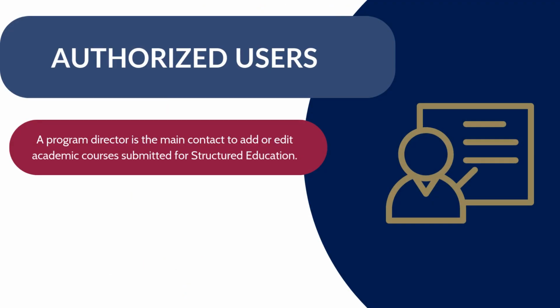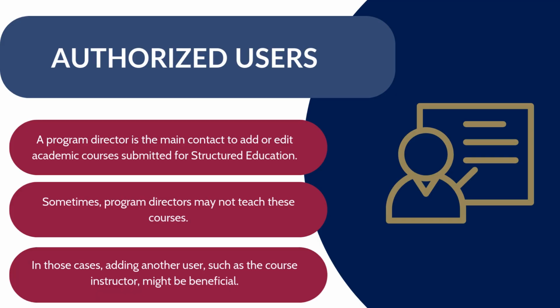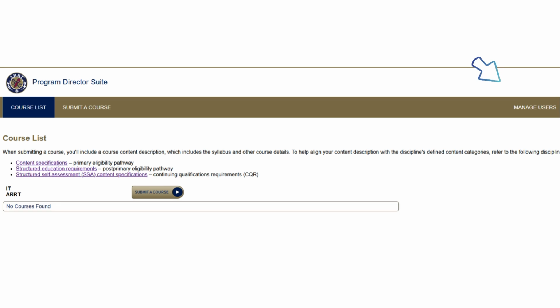Now let's talk about managing authorized users. A program director is the main contact to add or edit academic courses submitted for structured education. However, sometimes the program director may not teach these courses, and adding another user, such as the course instructor, might be beneficial. Note, these added users will not have access to other functions of the educator's website, such as the program completion verification list. To manage authorized users, click on the Manage Users button at the top of the page.